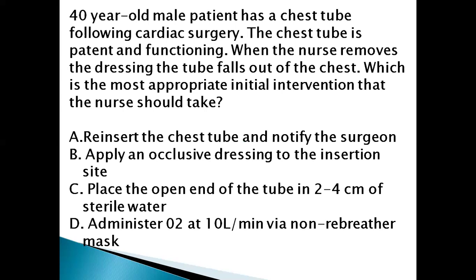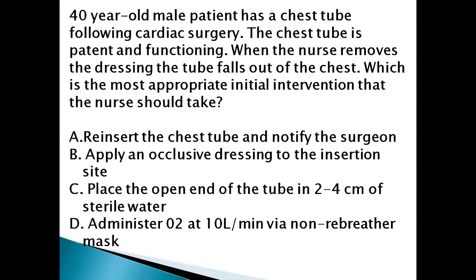A 40 years old male patient has a chest tube following cardiac surgery. The chest tube is patent and functioning. When the nurse removes the dressing, the tube falls out of the chest. Which is the most appropriate initial intervention that the nurse should take? Okay, so here the patient has a chest tube after cardiac surgery, the nurse is just removing the dressing only, but unfortunately the chest tube came out.